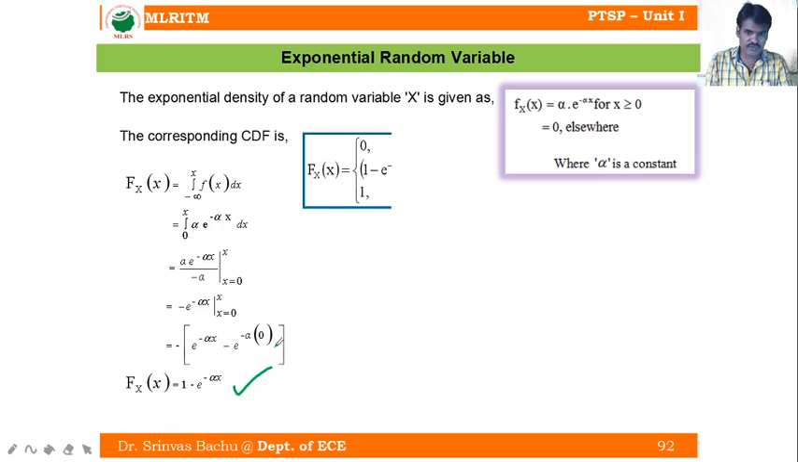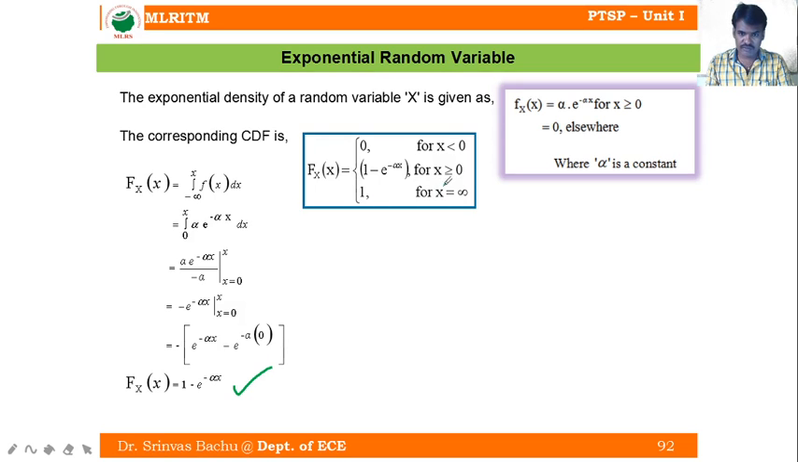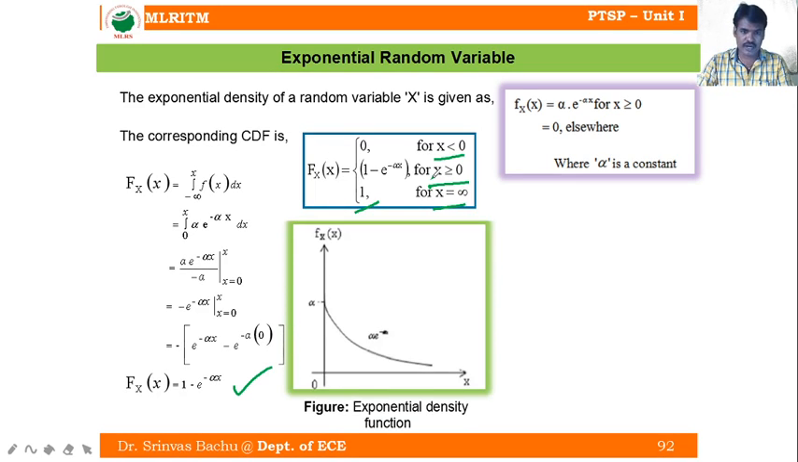This is the CDF in the interval x greater than or equal to 0, and for x less than 0 its value is 0, and at x equal to infinity its value is 1. Substitute x equal to infinity: e power minus infinity is 0, so 1 minus 0 is 1. So this is my distribution and density of the exponential random variable.